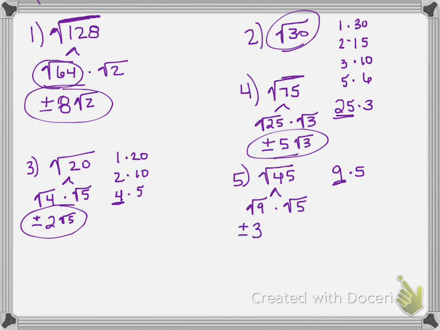Okay, we're going to do plus or minus 3, and then the square root of 5 doesn't work out nicely. It's a big long decimal, and so I just leave it as it is. And so when I simplify the square root of 45, I get plus or minus 3 square root of 5. And that's all for today.